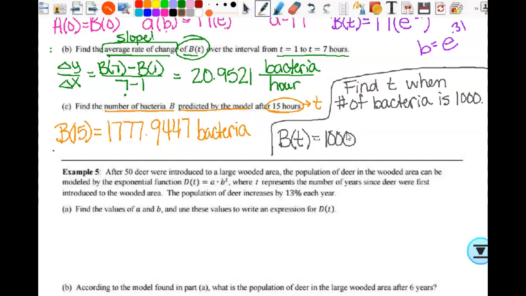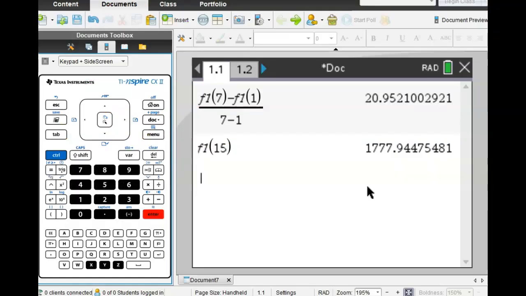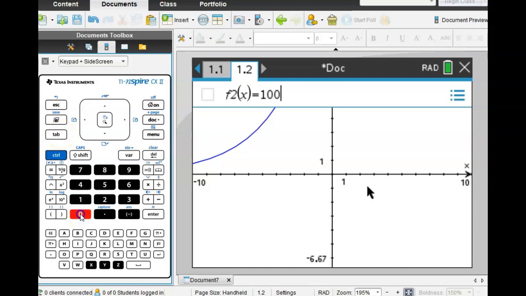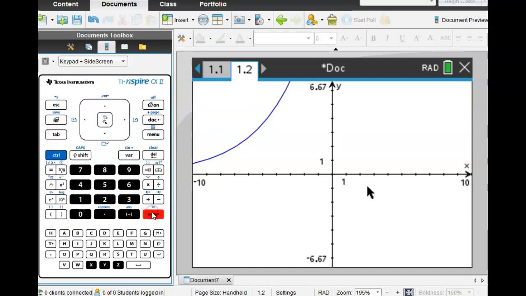Find T. So what is another way to say B of T? What part of the graph does that represent? Y. So basically this is saying y equals 1,000. What is x when y equals 1,000? That's what it's asking me for. You with me on that? So I'm going to go back to my calculator. I actually want the graph screen. So I have one function in there. I need to type in y equals 1,000. So I hit tab. That'll put me in F2. Tab, F2, 1,000. I hit enter.